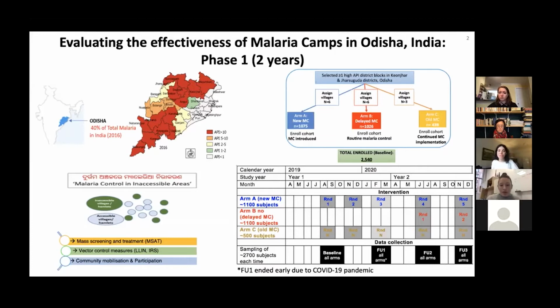And then we have a third control arm of 3 villages that we call Old MC. These are villages that have historically received malaria camps before the start of the study and continue through the 2 years of the study. You can see in the bottom line of the timeline in black, we have indicated our study visits, which occur in parallel to the administration of the malaria camp intervention, and we sample and survey all participants immediately before the intervention is received.